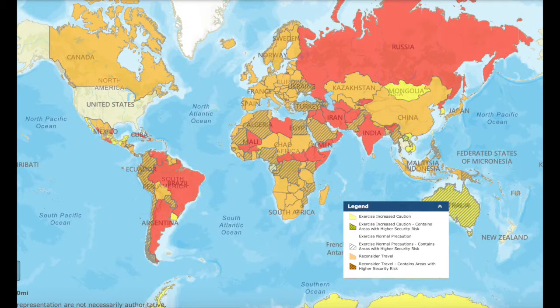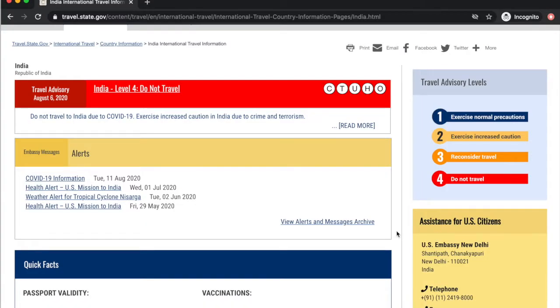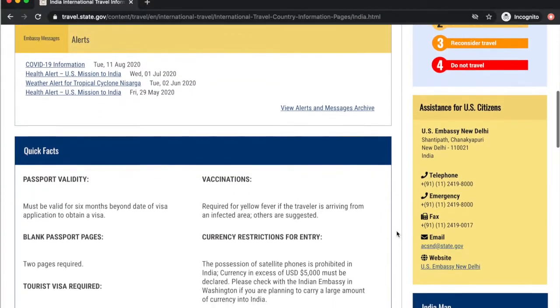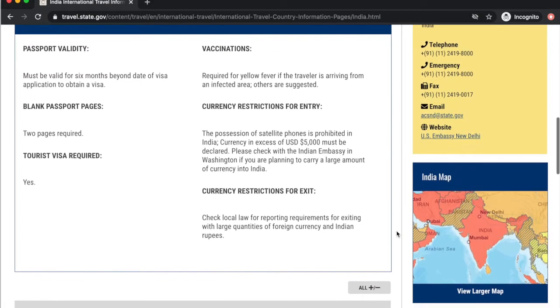One quick way to tell if a location has multiple advisory levels is if the country has stripes on the State Department's map. To get to the world map, scroll down on your country information page and then click View Larger Map.